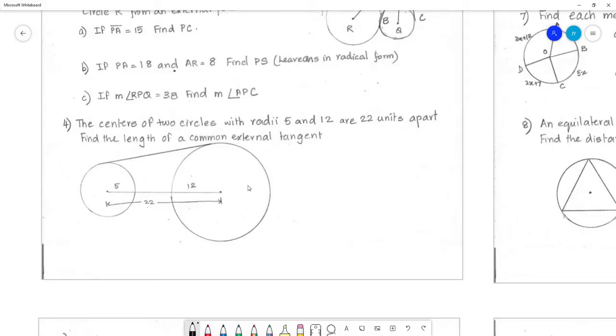We're going to be talking about circles and finding the unknown side. So, reading the question here: the centers of two circles, with radii 5 and 12, are 22 units apart. Find the length of the common external tangent.